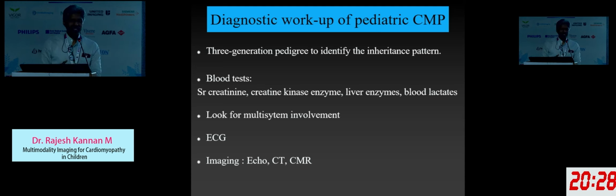When you are looking at the diagnostic workup of pediatric cardiomyopathy, first and foremost you draw a 3-generation pedigree to identify the other family members who are involved, as well as to say what type of inheritance pattern we are dealing with. Then of course you have to do lab tests, including creatinine, creatine kinase, enzymes, and blood lactate. Also you look at multi-system involvement. Just by looking at the heart, you cannot make a diagnosis, like Duchenne muscular dystrophy, that will be your diagnosis.